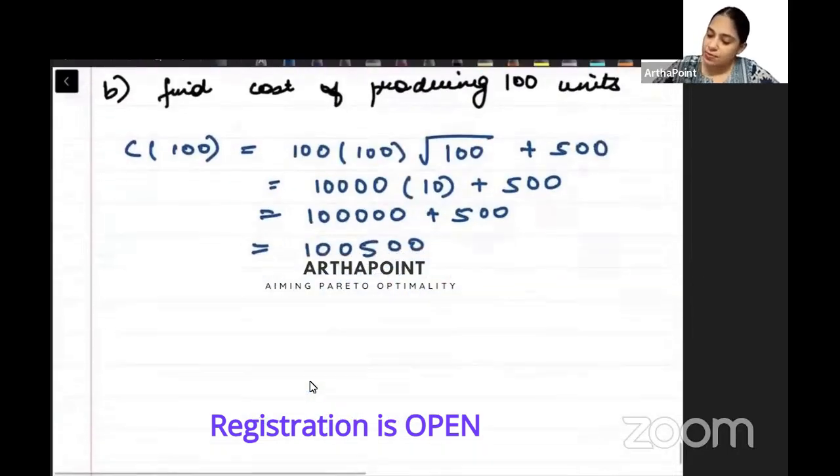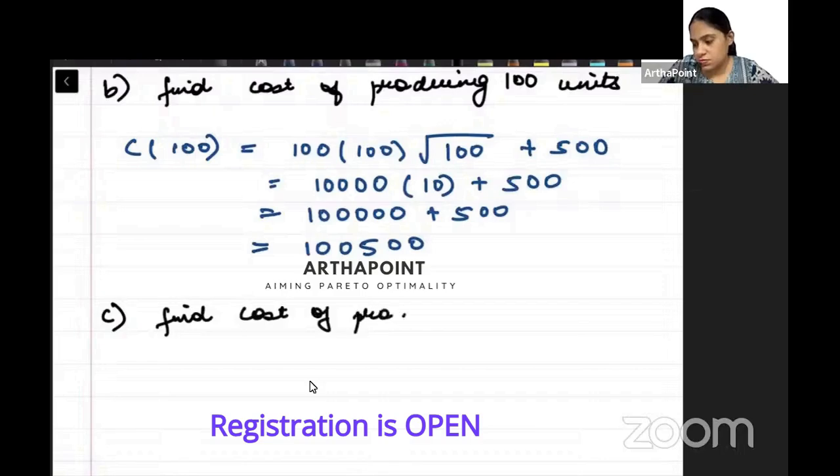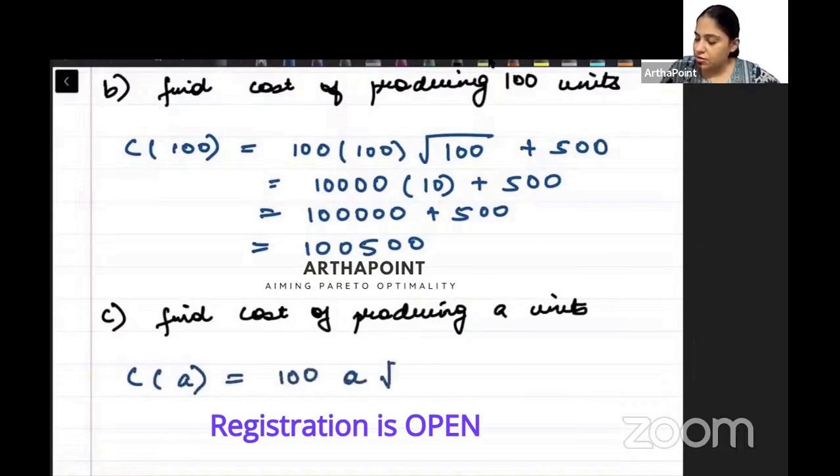Okay. Part number c, beta: find the cost of producing a units. So what will you do in this same one? You will put instead of x, a. Plug in a. So C of a will be 100 into a root a plus 500. Okay.